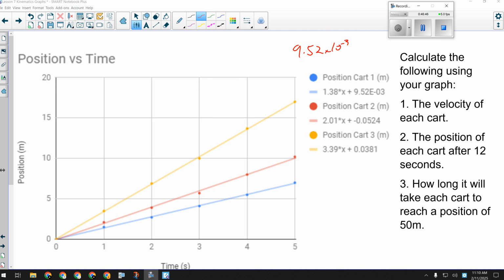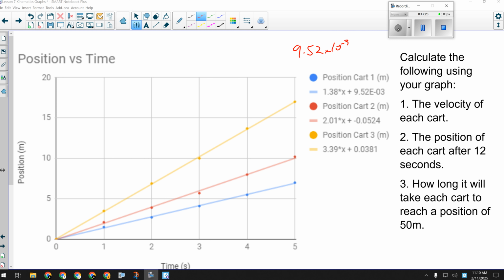Okay. So let's have a look at these here. For question number 1, do I have to do any math for this one? No. The slope on this graph is the change in position divided by the change in time. It is the slope of this graph. Okay? So the velocity for the blue cart is 1.38 meters per second. For the red cart, it's 2.01 meters per second. And for cart number 3, it is 3.39 meters per second. Okay, as long as we understand what the slope on these graphs represents, it's pretty easy to figure out what the velocities are without having to do any work.